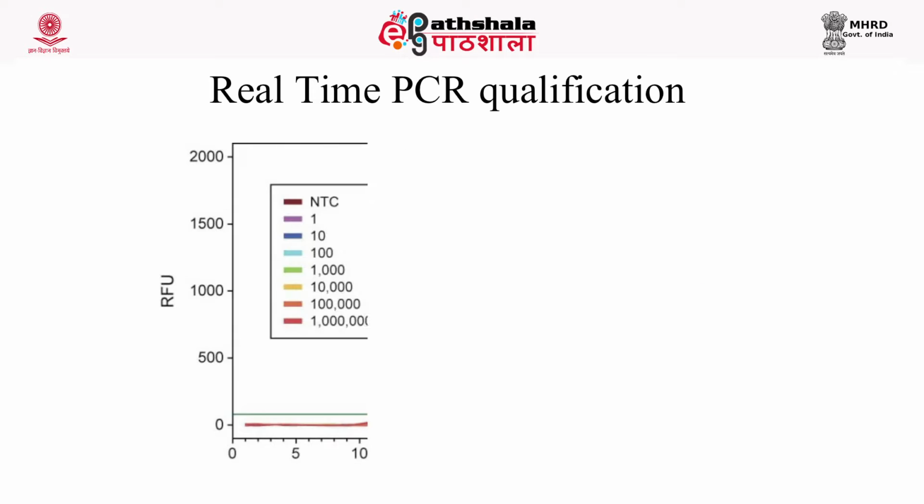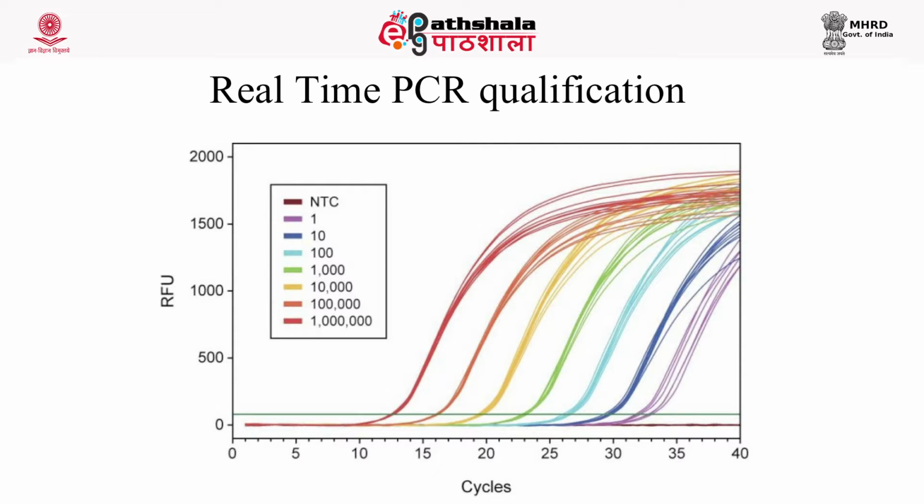In this figure, you can see real-time quantification of different samples. You can see that the sample with the highest number of template DNA has the lowest cycle number. That is, the curve rises earlier if the initial template number is high. You can see the purple plot which has only one DNA copy to start with. So, exponential amplification occurs at very high cycle number for very low template DNA.